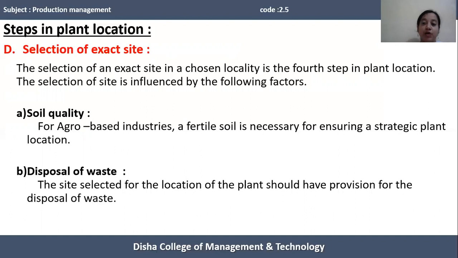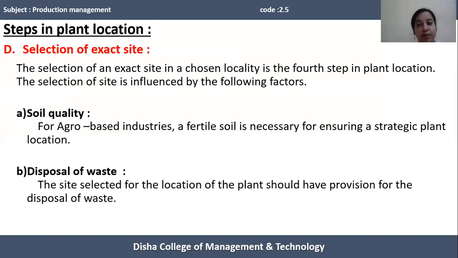In a particular local area, there are many industrial sites. Out of those, the industrialist should select one exact site for installing their plant. While identifying the exact site for installing their plant, they have to consider various factors. They have to consider two factors only: soil quality and disposal of waste.